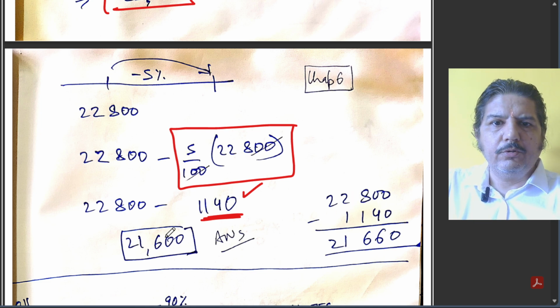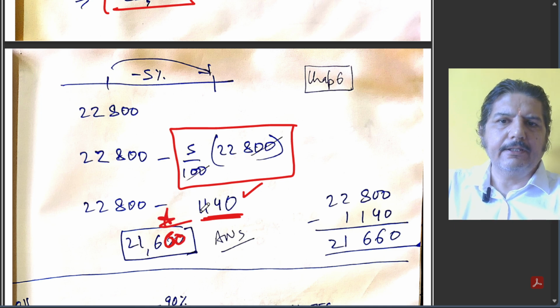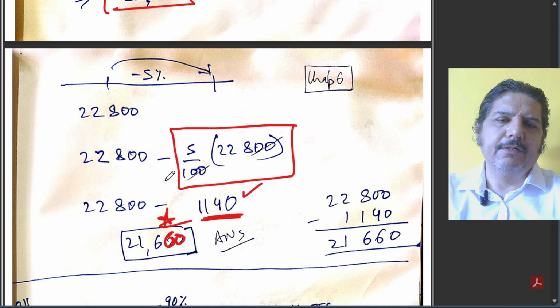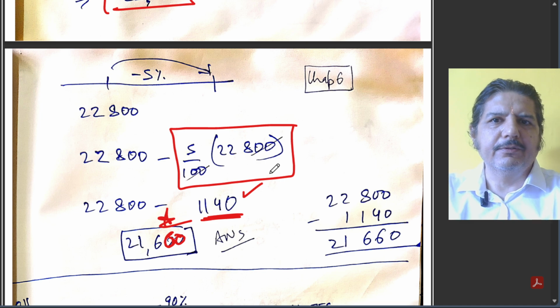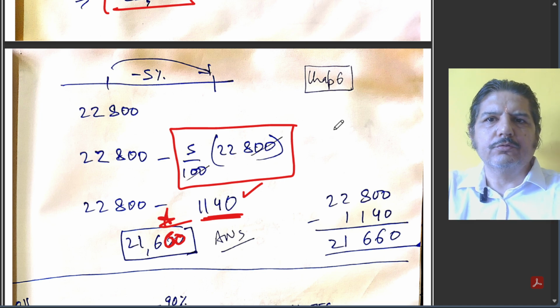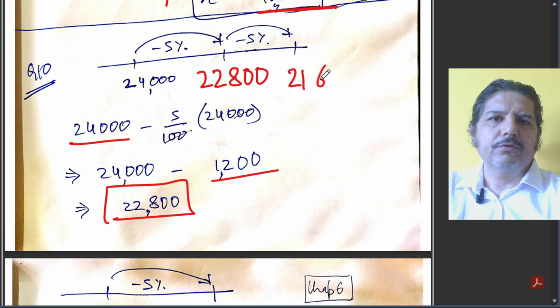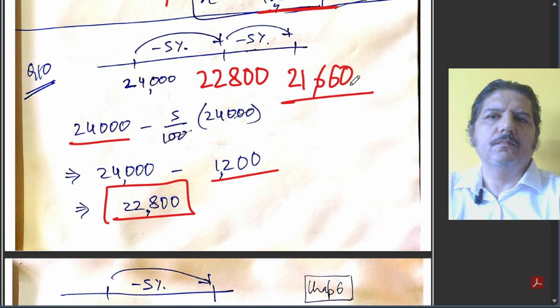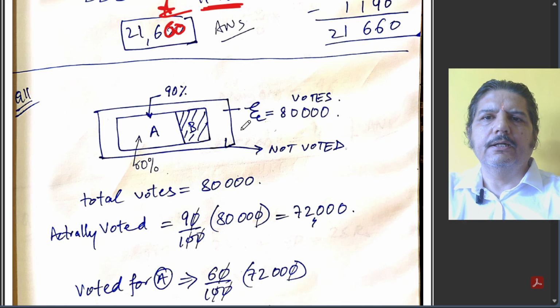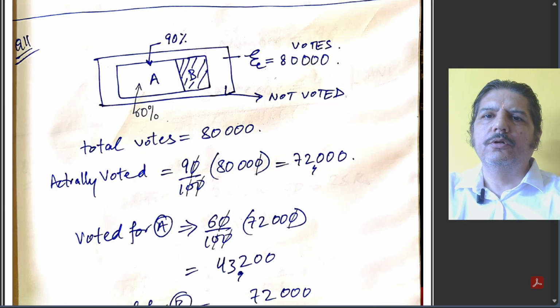Yeah, it would be 21,660. I think this is the correct answer. If there is some mistake, please let me know in the comment section. So this is how we do this question. So this will be 21,660. Let's move to the next question. Question number 11.